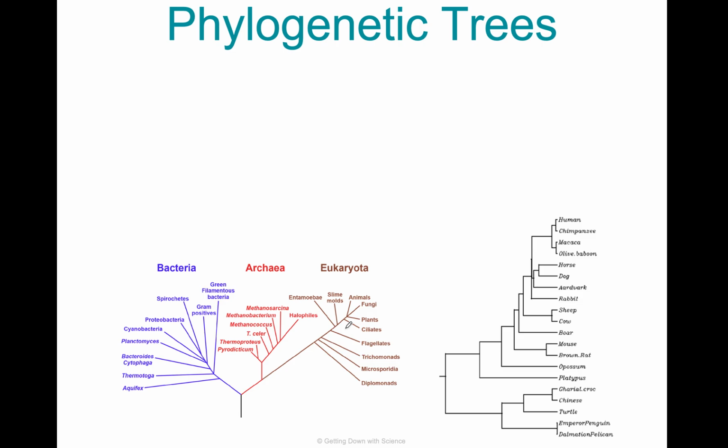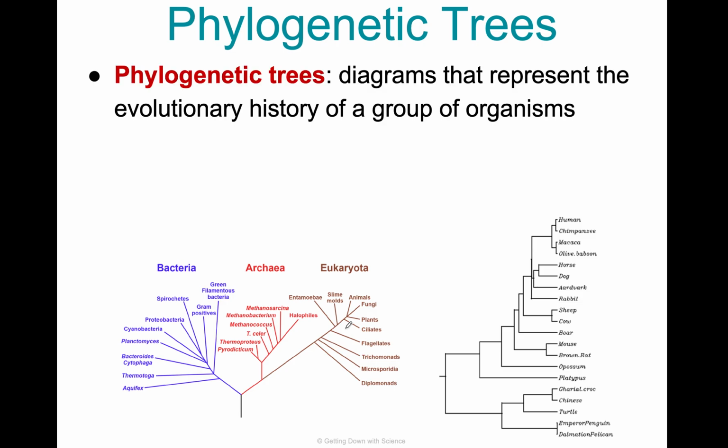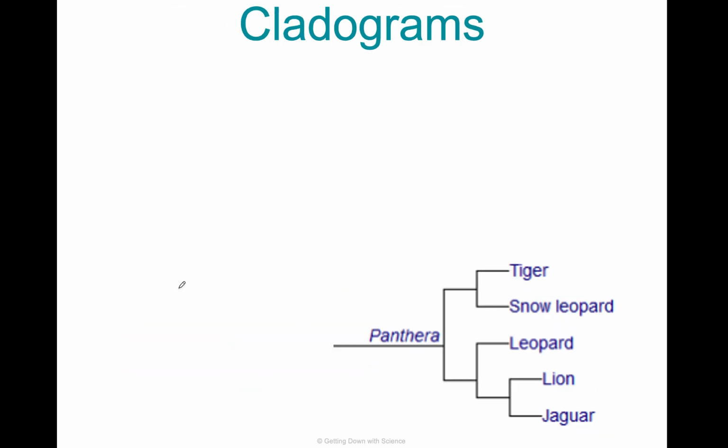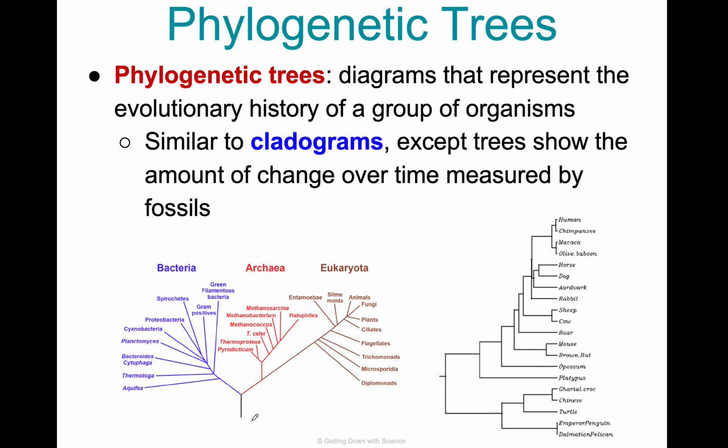Awesome. So here's a phylogenetic tree. This is what it looks like. They're diagrams that represent the evolutionary history of a group of organisms. They're similar to cladograms, except the phylogenetic tree shows the amount of change over time. So over here you can see there's that single origin. And from the single origin, the furthest away here is animals and fungi and plants. And this represents a line. You can see here, this is where the domain Archaea separated from Eukarya, and then Bacteria separated from the beginning.